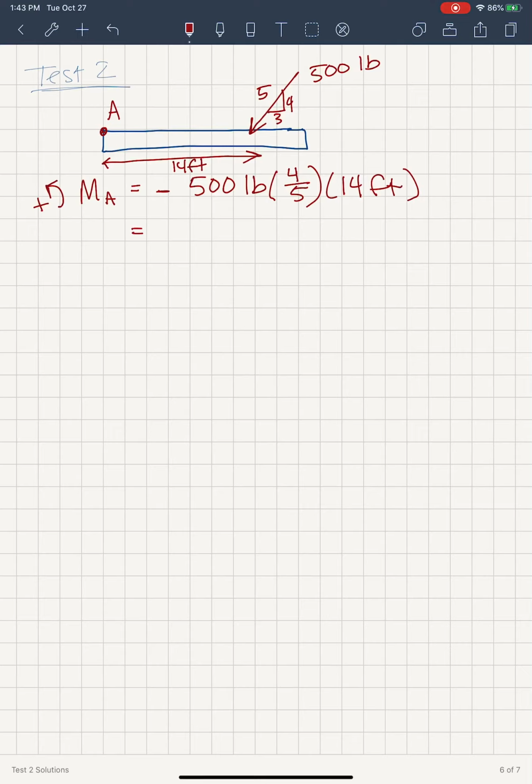So grab my calculator. And we get 5,600 pound-feet, and it's negative. Negative means that it's in this direction, which can also be written as clockwise. So it's 5,600 pound-feet clockwise, which was one of the options.